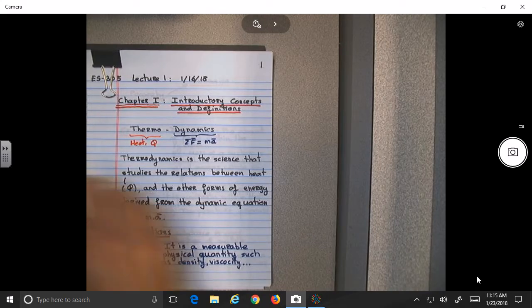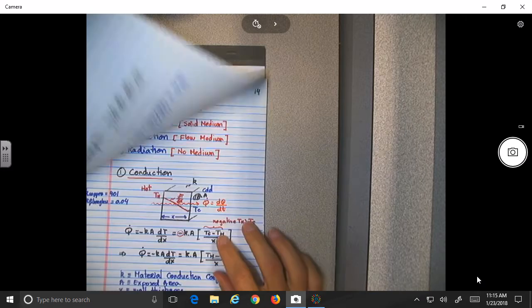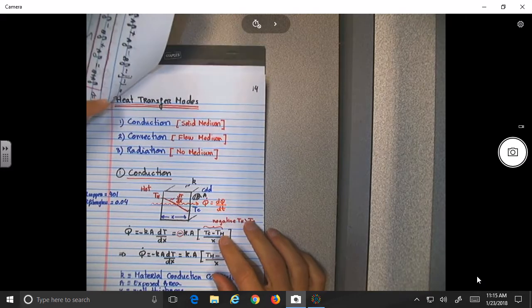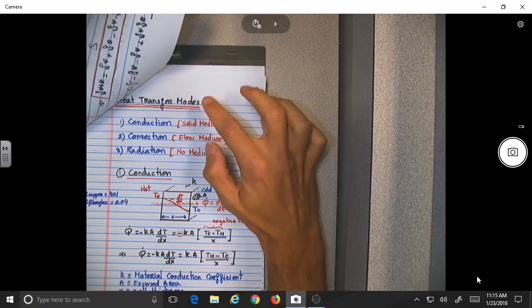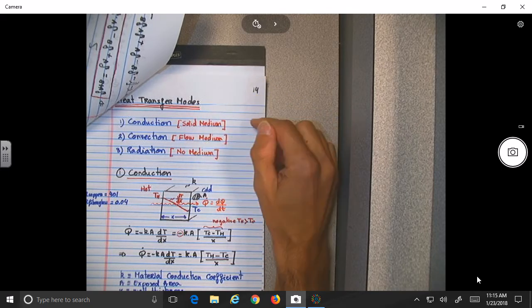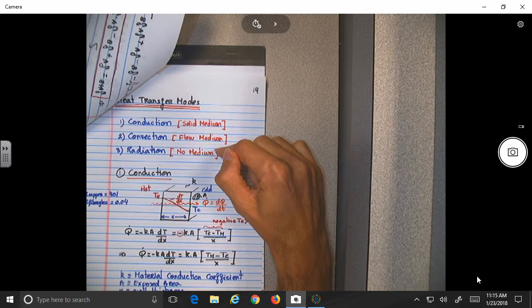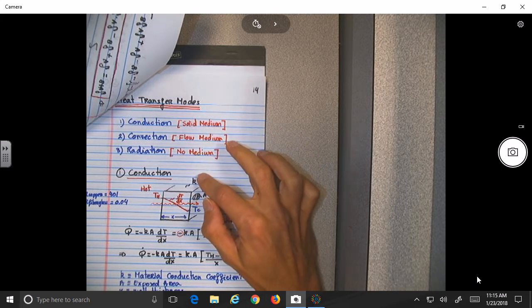So last time we finished the class talking about the different heat transfer modes. We say we have three different heat transfer modes: conduction, convection, and radiation. Okay? We started to talk about conduction.